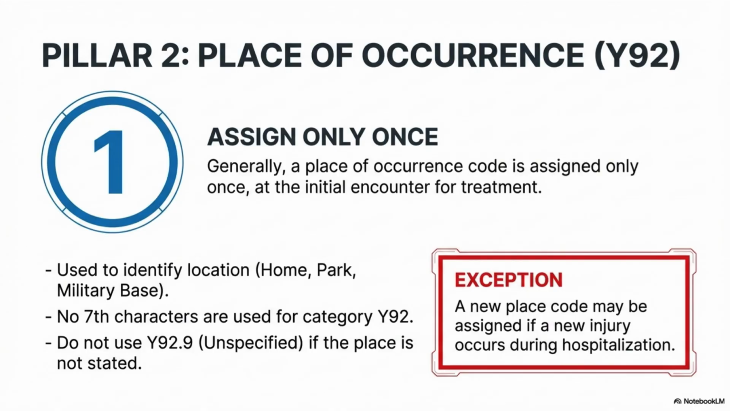A couple of key points here. Place codes are typically assigned only once, and usually only at the initial encounter. We don't keep repeating them at every follow-up visit. And if the documentation doesn't give us a location, we don't guess, but we also avoid using unspecified place codes unless we truly have no information to work with. The goal with this pillar is simple. When the setting is documented, we capture it, because it helps complete the story of the event.